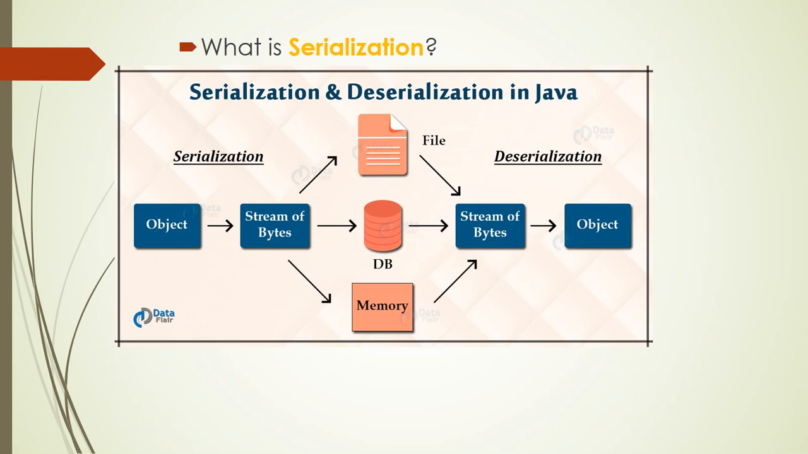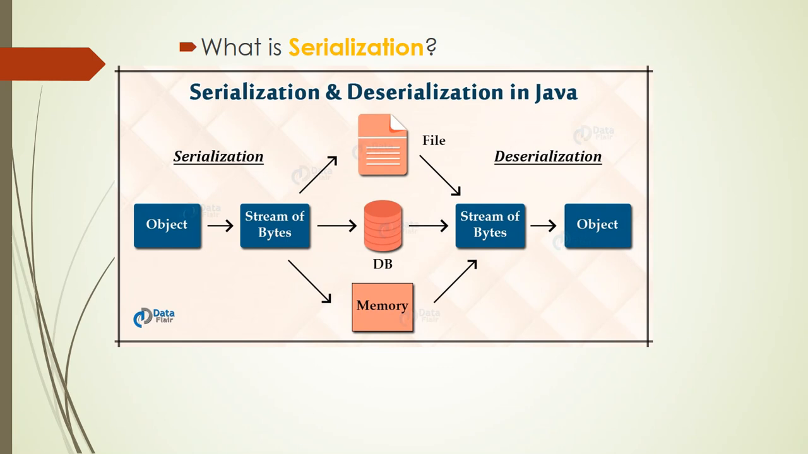And why do we do serialization? Because once we convert it to a stream of bytes, we can send those bytes over the network. We can save that in a file or database. Okay, and what is deserialization? The reverse process of this operation is called deserialization.